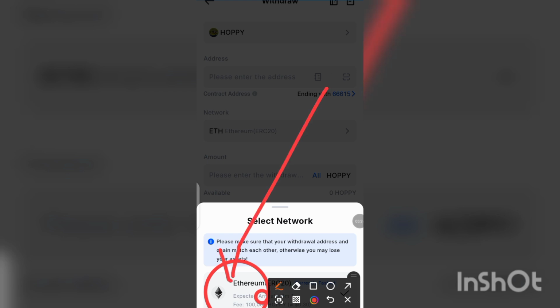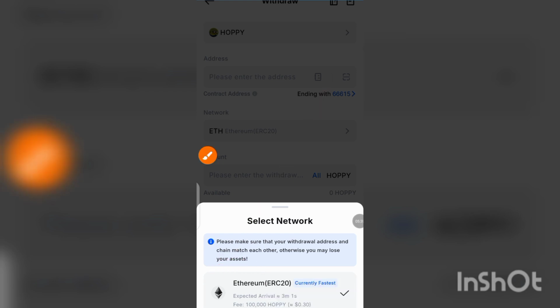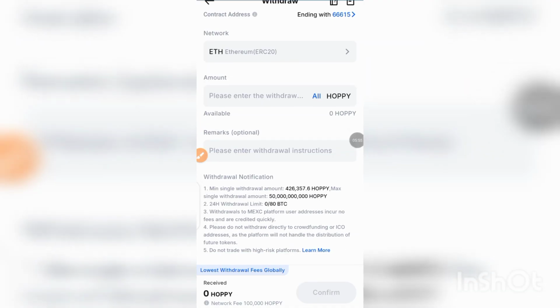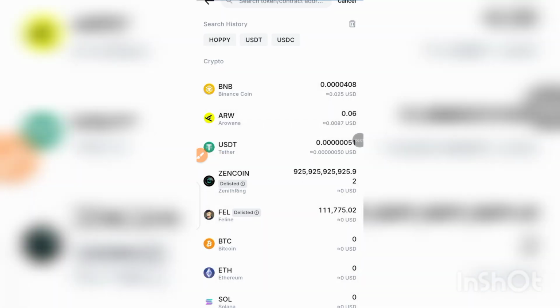So now you can see over here, you're going to be paying a fee of 100,000 Hopi, and that is not the end. The other exchange is still going to charge you this 100,000, plus the hidden fee. This is what you really need to know about Hopi. Hopi is very profitable at the moment, so you can trade it and start making money from it.